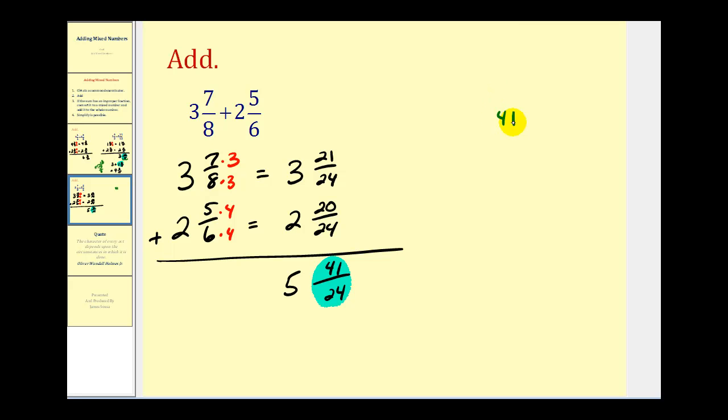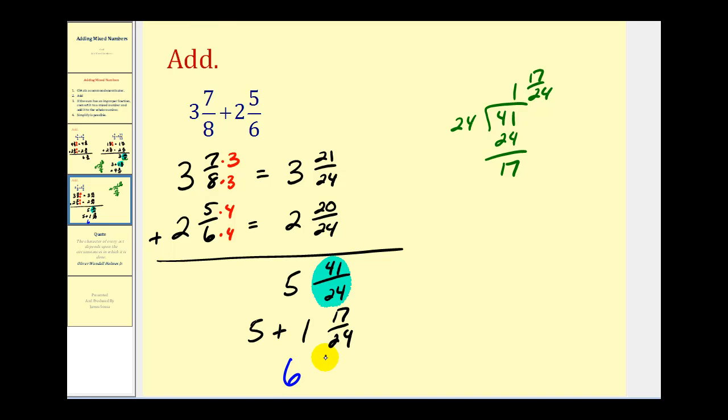So 41 divided by 24 is going to be 1. It's going to give us a remainder of 17. So that tells us that 41/24 is the same as 1 and 17/24. Let's go ahead and write that over here. We have 5 plus 1 and 17/24. So our final sum will be 6 and 17/24. Now we should always check to make sure this fraction doesn't simplify, and 17 is a prime number, so it doesn't, but we should always check that.